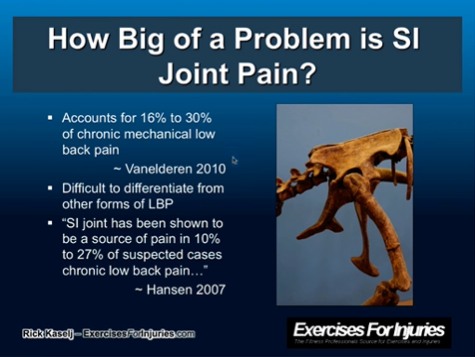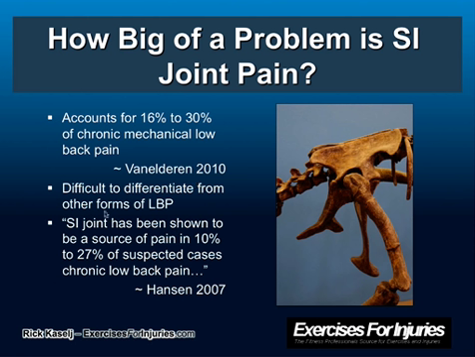So the answer ends up being C. So C ends up being the answer. So how big of a problem is SI joint pain? It accounts for 16 to 30% of chronic mechanical low back pain. And this is the reference where I got it from. So the journal article that actually gave me those numbers.